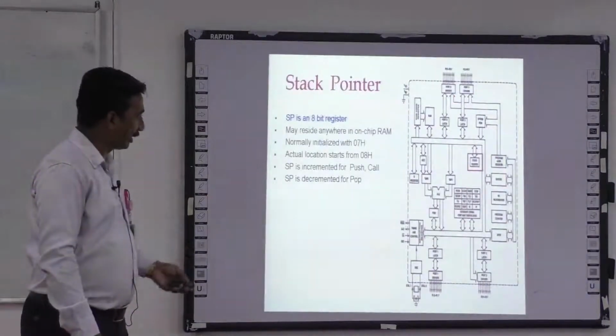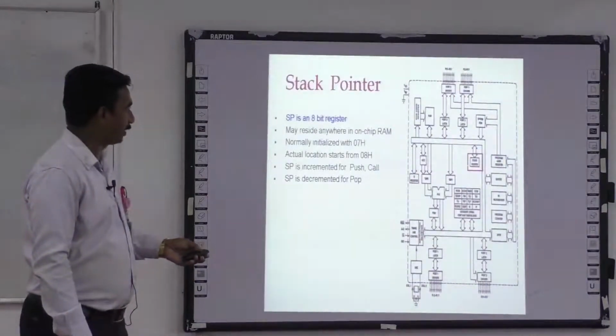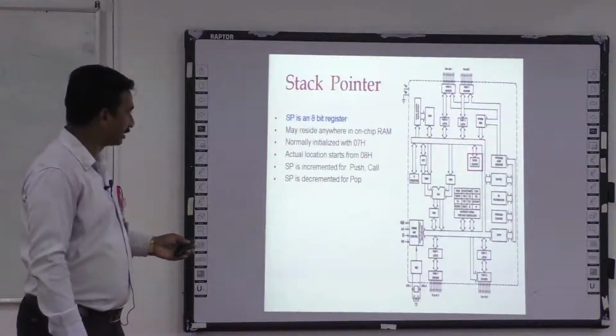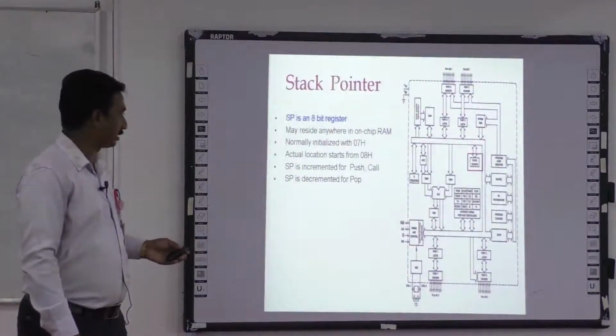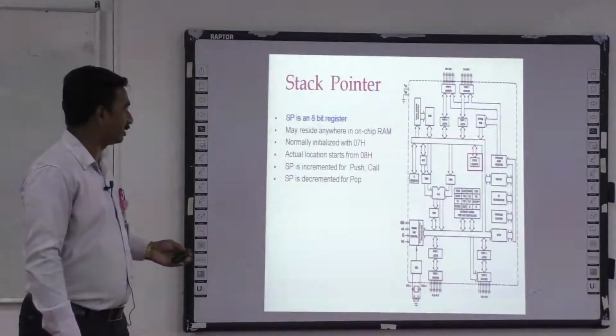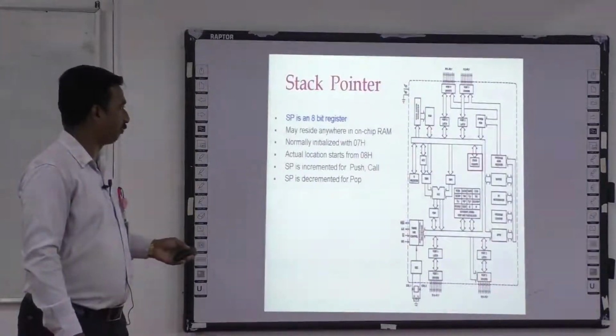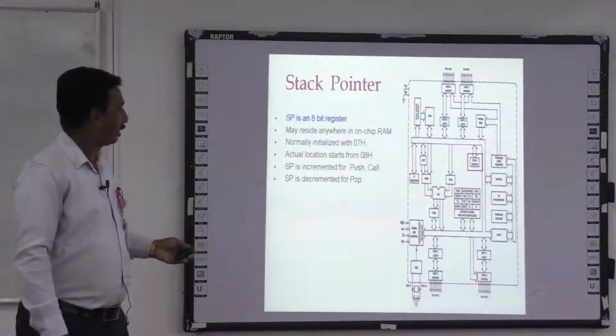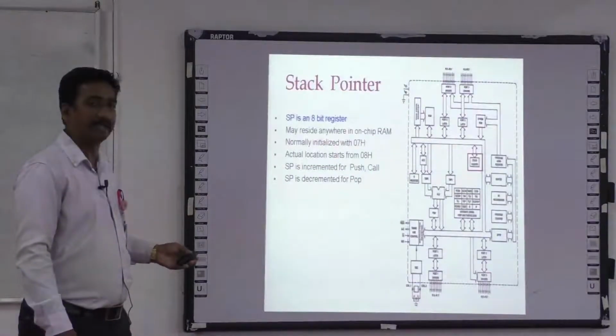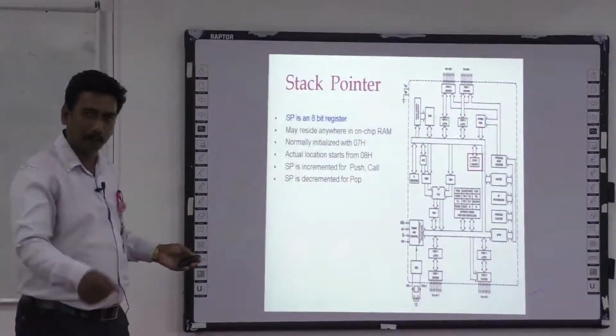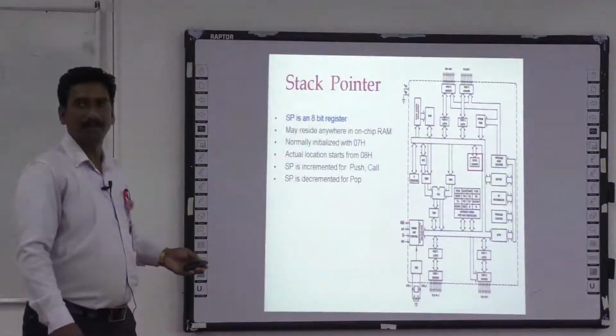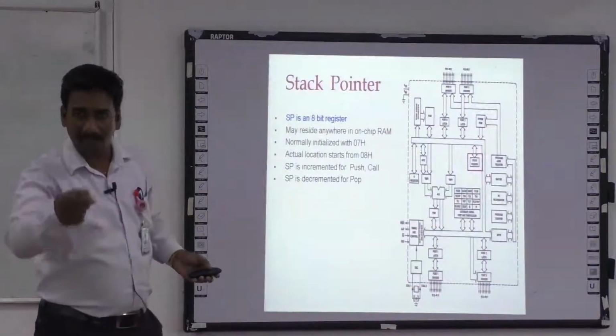And the next one is the stack pointer. In this architecture, a small part is called the stack pointer, which is an 8-bit register, initialized with the address 07H, and the actual location starts from 08H. SP, the stack pointer, is incremented or decremented by push or pop. We can add 1 or we can subtract 1.